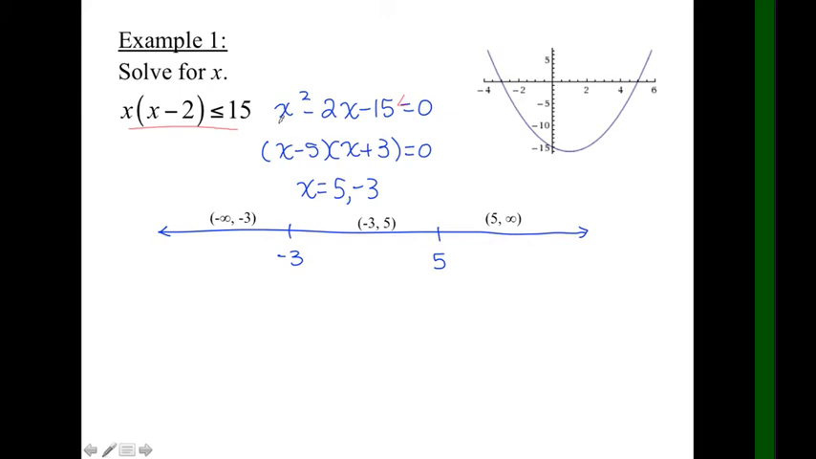Then get the factors of x squared minus 2x minus 15 since it is quadratic. So we have x minus 5 and x plus 3 as the factors of x squared minus 2x minus 15 less than or equal to 0. Then, get the values of x.